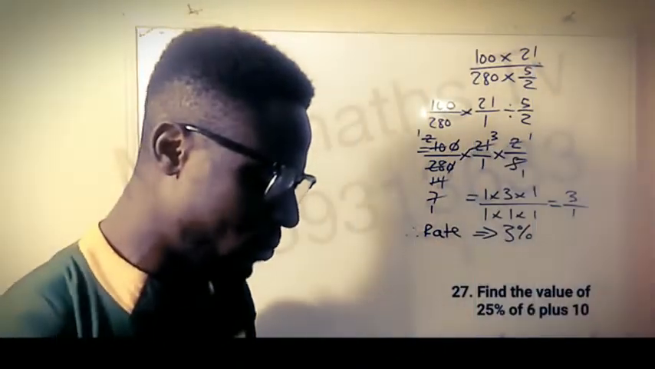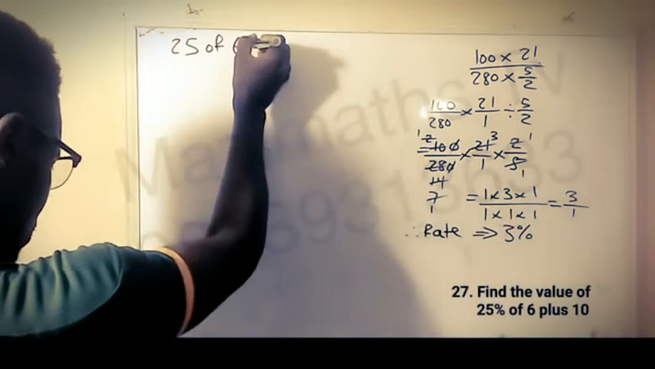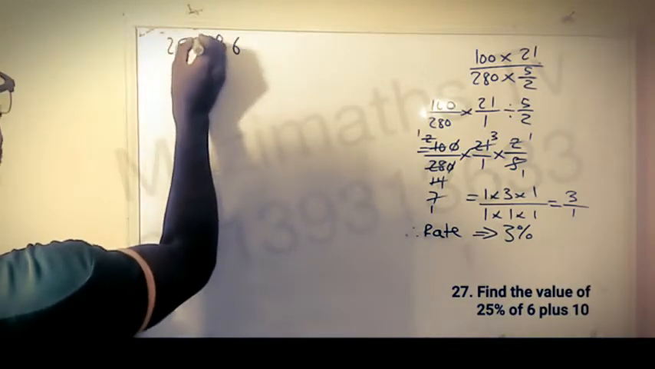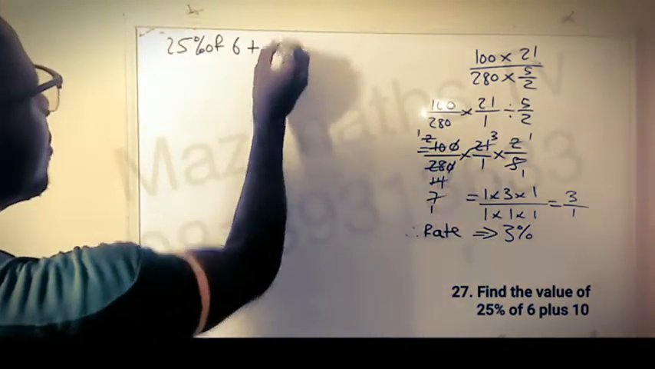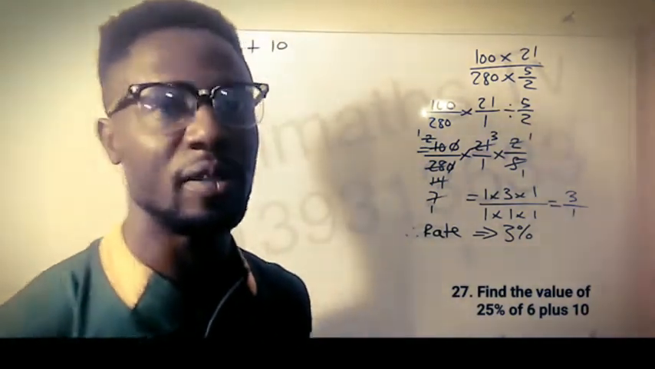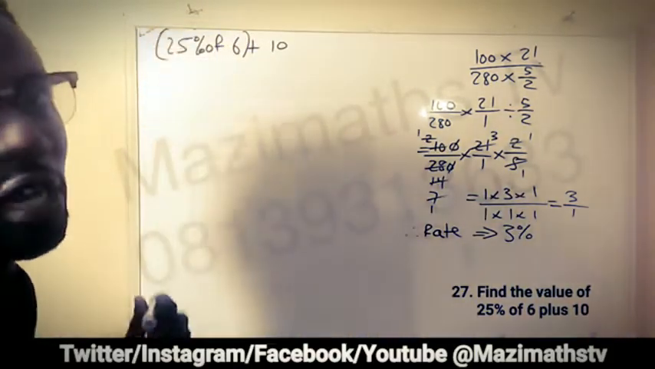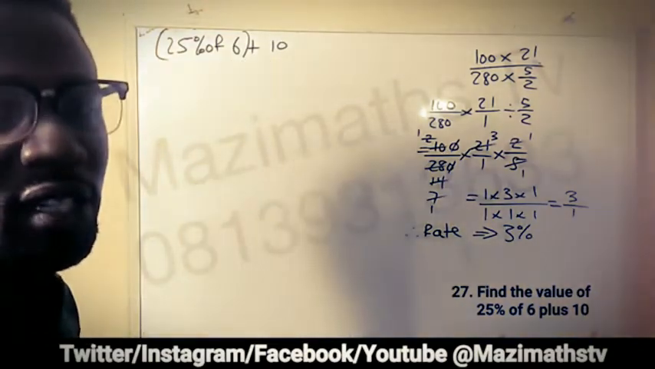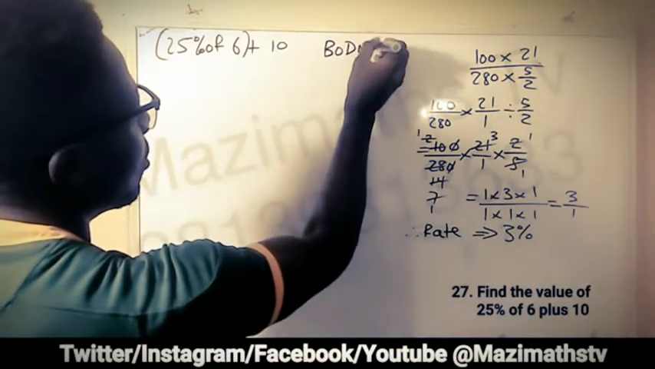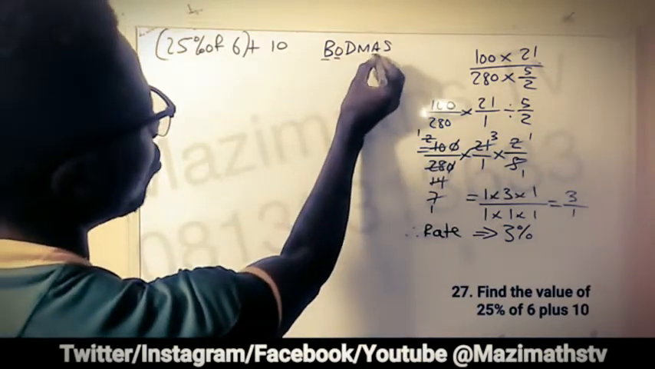Now this one, find the value of 25% of 6 plus 10. We are using BODMAS. You know the brackets come first. You can bracket it because of this "of" that is here. So put this one in the brackets. Are you getting it? Because this addition comes very late in BODMAS. When you have BODMAS like this, the bracket comes first because of this "of", before you get to where addition is.